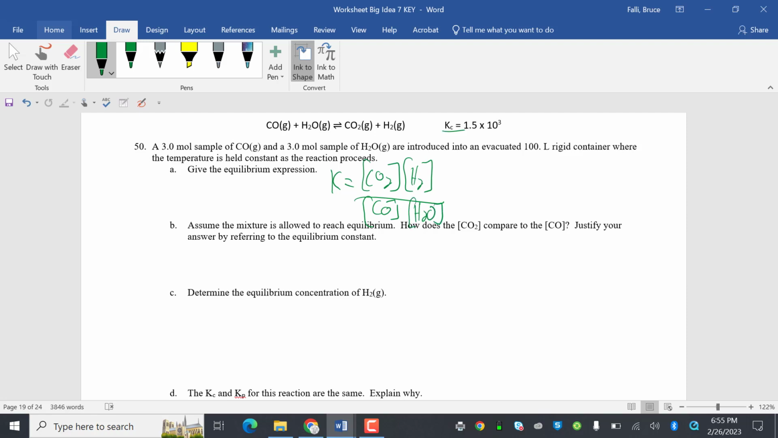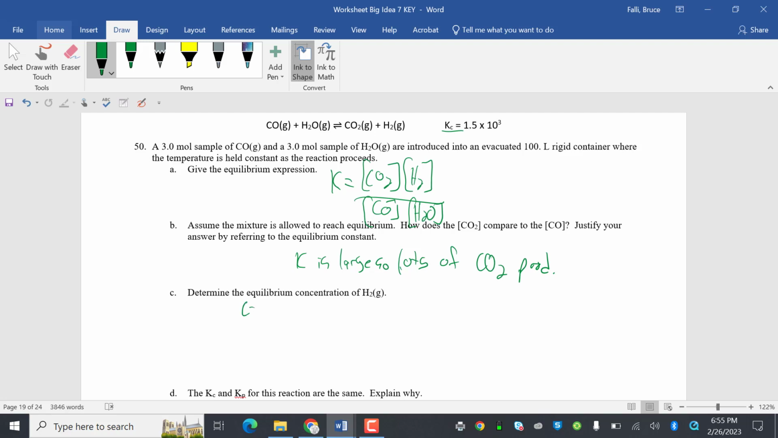Equilibrium expression, so I'm given Kc, not Kp. Assume the mixture is allowed to reach equilibrium. How does CO2 compare to CO? Justify your answer referring to the equilibrium constant. K is large, so lots of CO2 product. Determine the equilibrium concentration of H2. Oh man, do I have to?